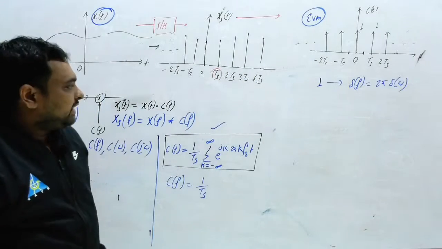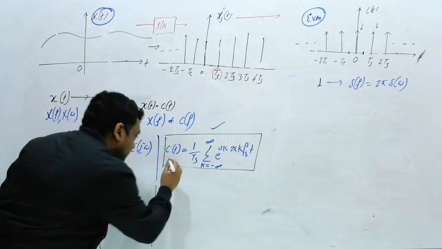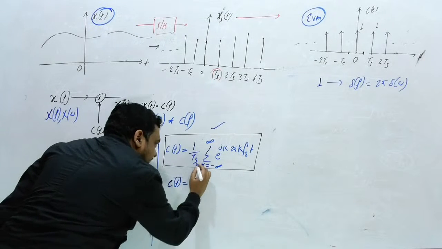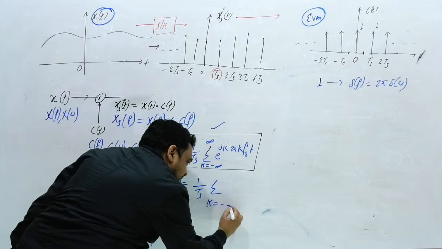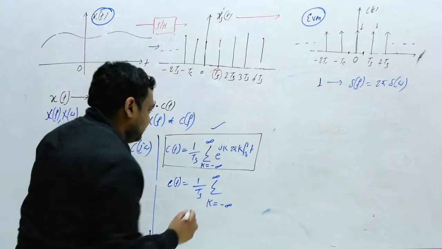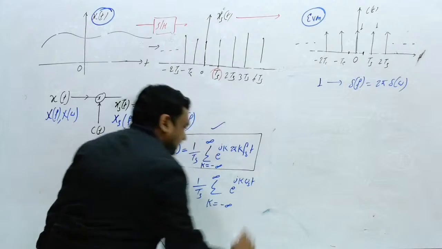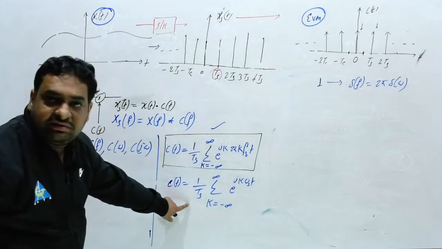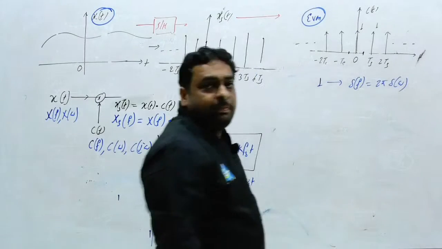It's up to you. Now, this thing you can also write in terms of omega. What can you write? c(t) is equal to 1 upon Ts, summation from k equal to minus infinity to infinity, with 2 pi fs written as omega s, so e raised to the power j k omega s t. Clear? So you can also write this in terms of omega s. Now, the Fourier transform is either delta(f) or 2 pi delta(omega).